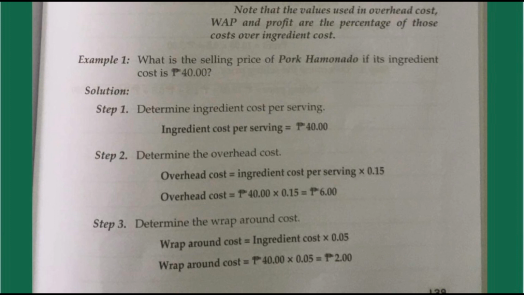Example, what is the selling price of pork hamonado if its ingredient cost is 40 pesos? Solution. Step 1. Determine the ingredient cost per serving. Ingredient cost per serving equals 40 pesos. Step 2. Determine the overhead cost. Overhead cost equals ingredient cost per serving times 0.15, equals 40 pesos times 0.15, equals 6. Step 3. Determine the wrap-around cost. Wrap-around cost equals ingredient cost times 0.05, equals 40 pesos times 0.05, equals 2 pesos.